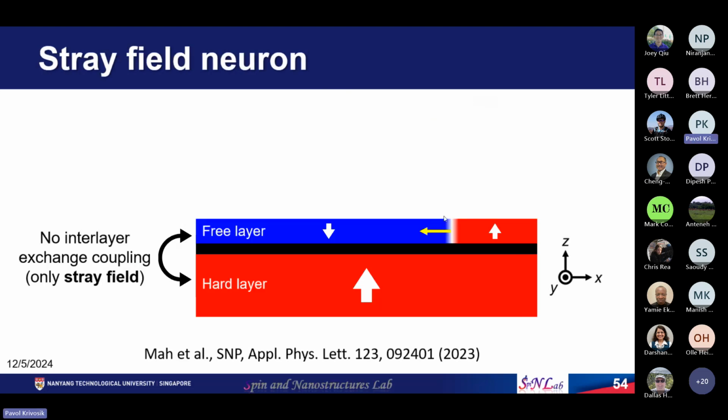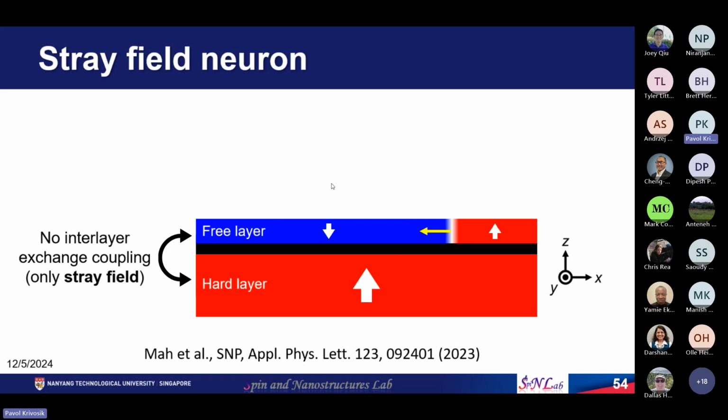The second concept is based on a stray field neuron. Here, the top layer represents the neuron. The neuron receives electrical pulses and the blue domain expands. When electrical pulses stop coming, the blue domain will go back to its initial position because of this particular design. Here we have a hard layer beneath the free layer, separated by a 3 nanometer thick magnesium oxide. There's no exchange coupling in the vertical direction, but there's a magnetostatic coupling. This stray magnetic field favors the red domain. So if you don't apply any current to drive the domain wall, red will expand and blue will go back to its initial position. That is the idea of this particular neuron.